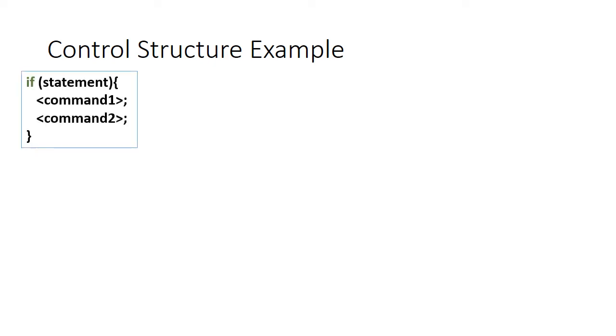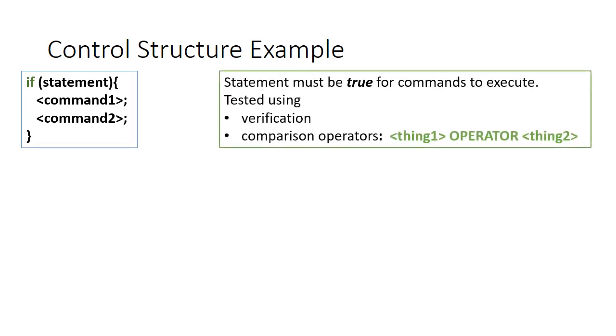Let's consider a control structure that involves decision making. We will analyze the if structure shown here on the left. We see that after the if, there is a statement enclosed in parentheses, and that it's followed by some number of commands enclosed in curly braces. These commands only execute if the statement inside the parentheses is true.